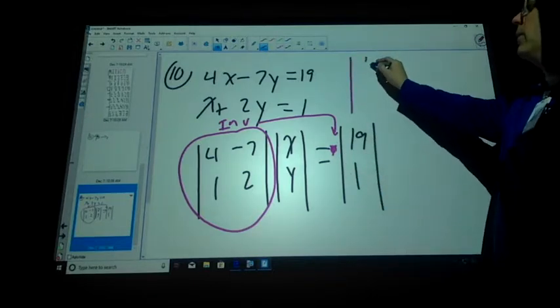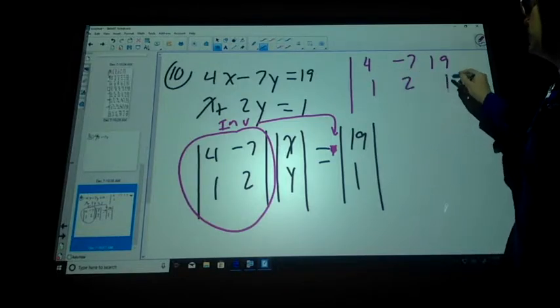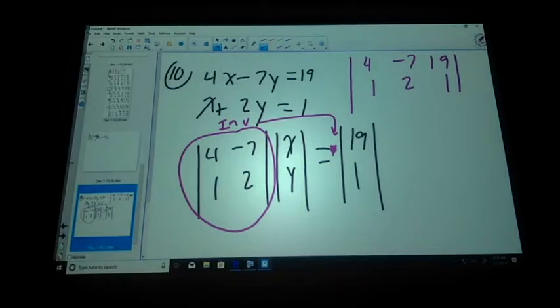There's another way I can write this. Can everyone feel comfortable with how I just wrote this one? This is the exact same problem. It's just a different direction. So that's now a 2 by 3 matrix versus a 2 by 2, a 2 by 1, and a 2 by 1. Okay?